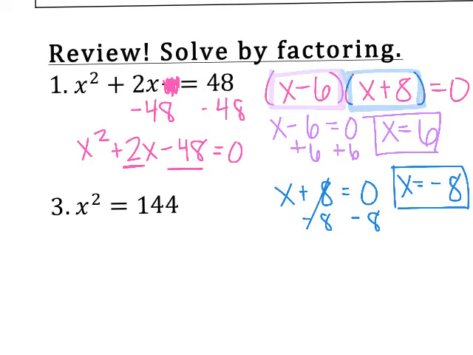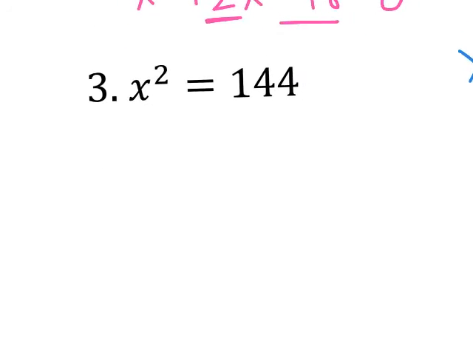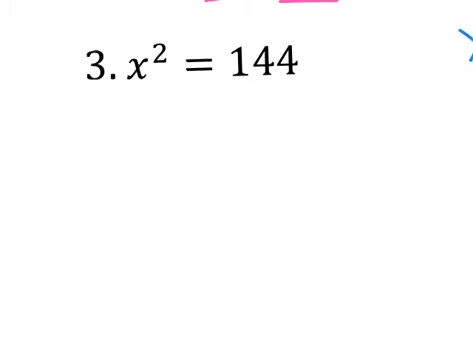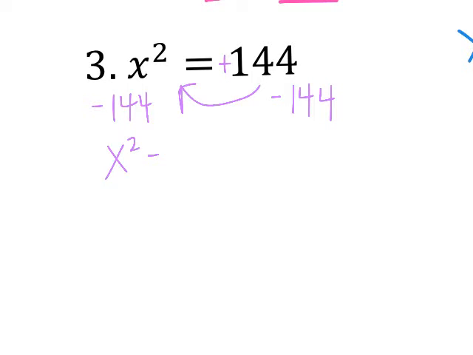I also want to look at number 3. While we're at it, let's just work on number 3. Remember once again I need everything equal to 0, so I need to move that 144 over. I'm going to subtract 144 from both sides. The reason I'm subtracting is because right now I'm currently adding 144, and I need to do the reverse operation, so that would be subtracting. So I get x squared minus 144 is equal to 0.